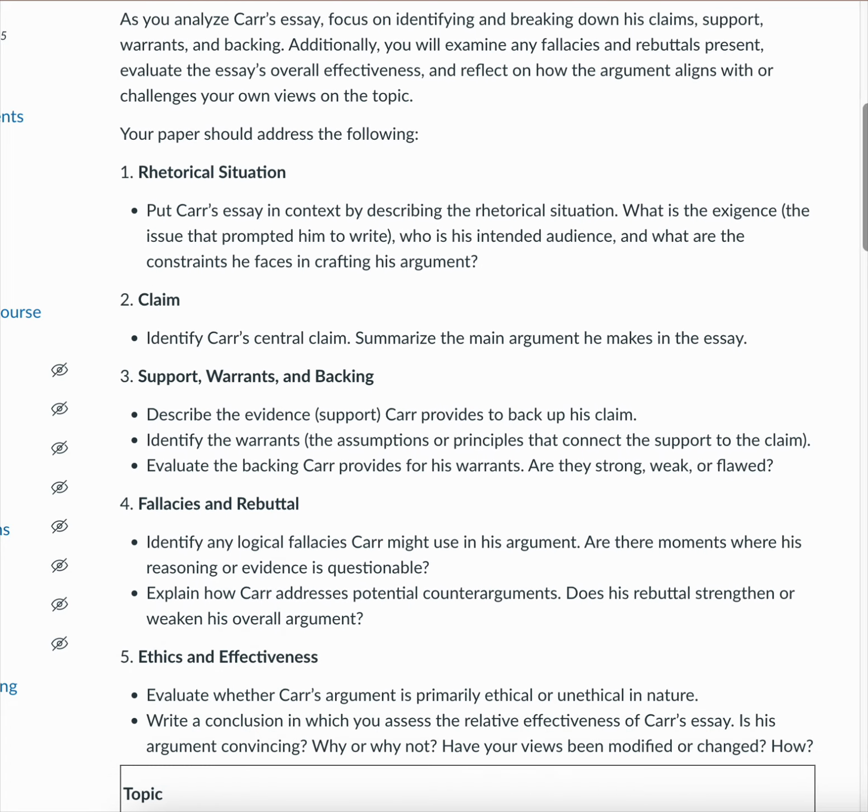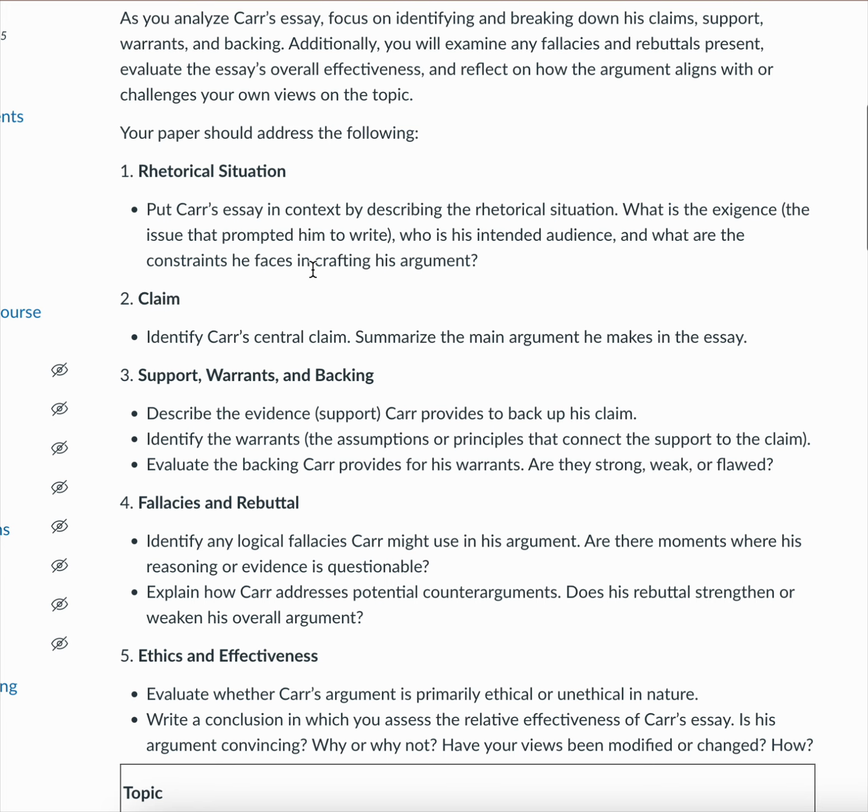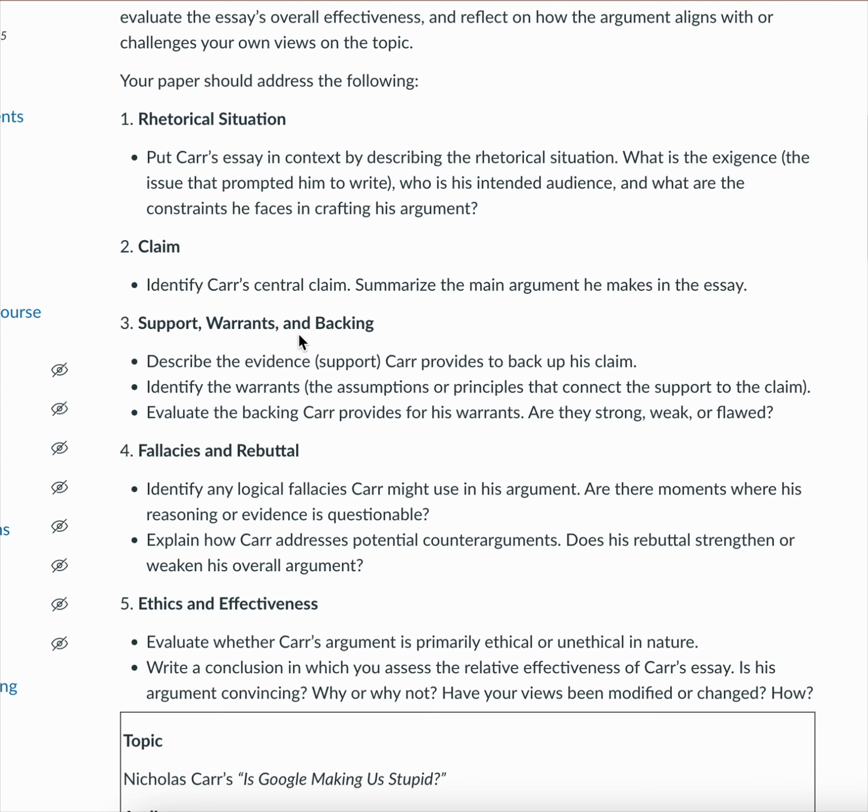So it should cover the rhetorical situation. That is, start by placing Carr's essay into context. So what prompted him to write it? What do you think prompted him to write it? So this is exigence. Who is his audience? What constraints might he have faced, like public perception, technology trends, or, for example, editorial limits? Next, the claim. So what is his central argument? This is where you clearly state his main claim, what he wants us, his readers, to believe or consider.